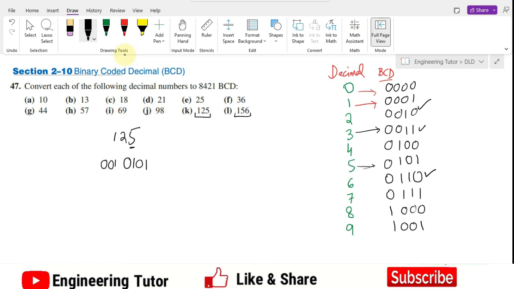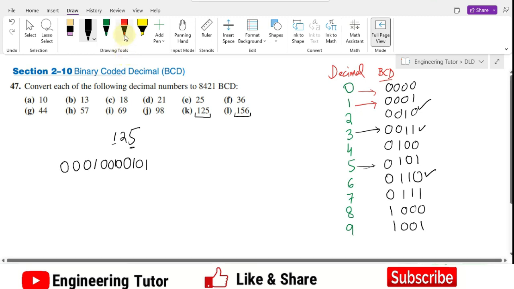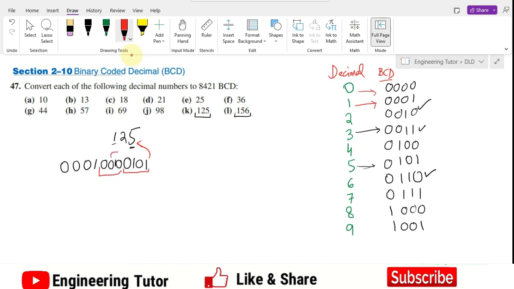0010. And the equivalent of 1 as well is 0001. So we can very easily see that these 4 bits are for this 5, these 4 are for this 2, and these are for this 1. Here we can see that this 125, which is a 3-digit number, has been converted to a 12-bit binary coded decimal, because every digit has been converted to the 4-bit equivalent BCD code.